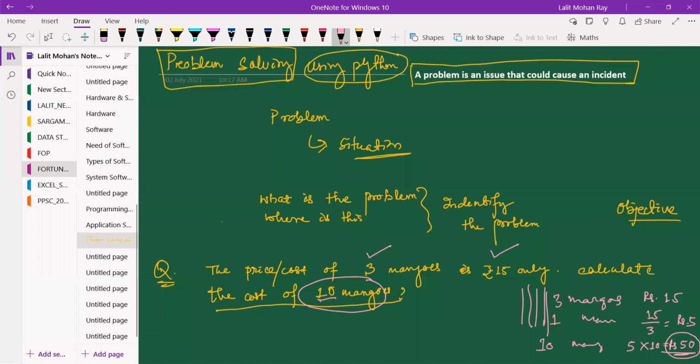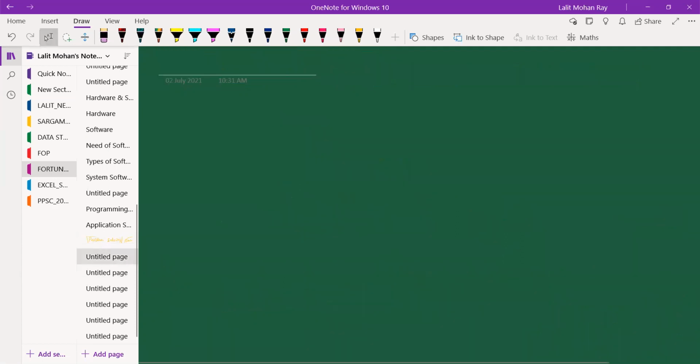That means if I say what I have explained, to remember this, we have to represent this in a diagrammatical way. This is I. This is D. This is E.